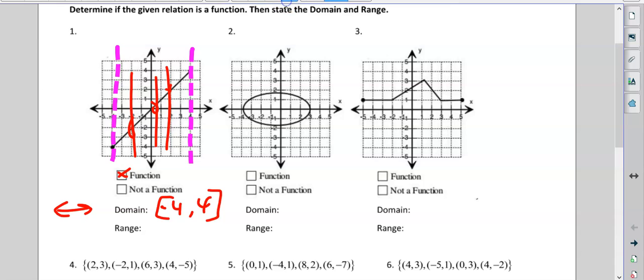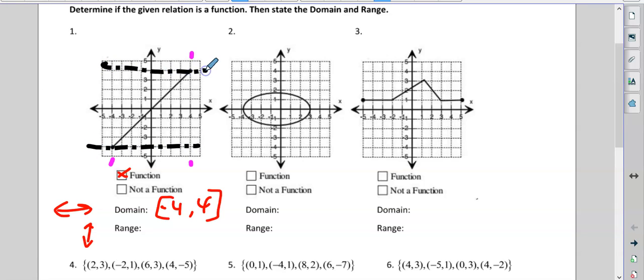Now the range, remember the range is up and down. So how low does it go? And how high does it go? In this case, it's not too interesting because it goes from -4 to +4 also.